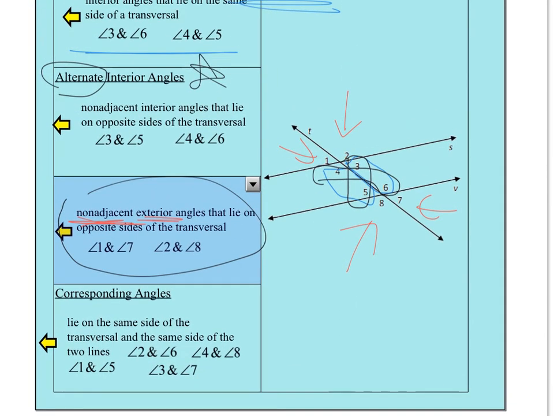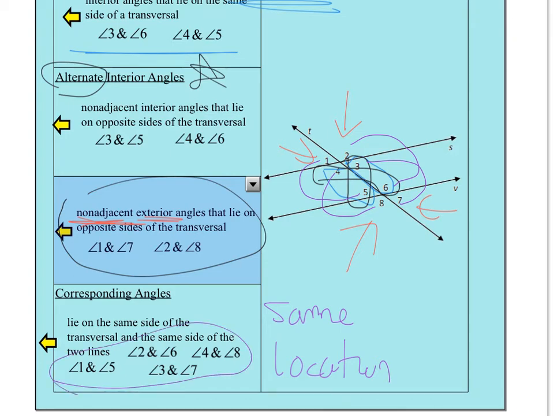And then corresponding is exactly what it sounds like. Corresponding just means same location. Okay, so let me erase some of this. That's not letting me do that. All right, so let's do this. So same location. So 2 and 6, 1 and 5, 3 and 7, 4 and 8. Those are all considered corresponding. All right, and you have that written right here. 1 and 5, 2 and 6, 3 and 7, 4 and 8.